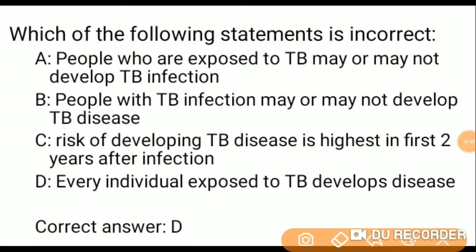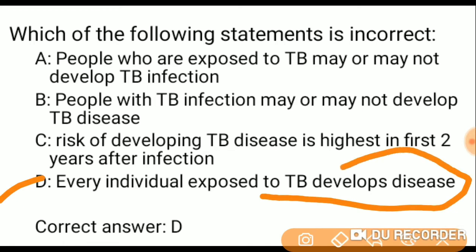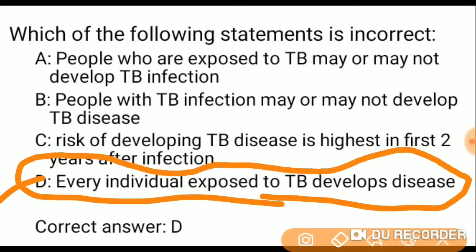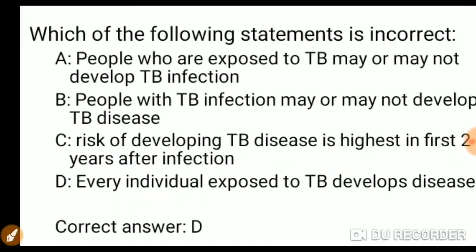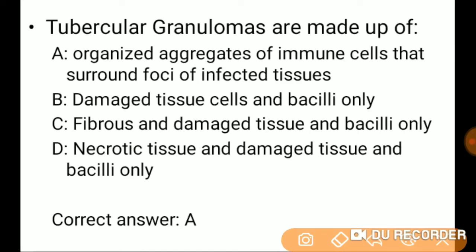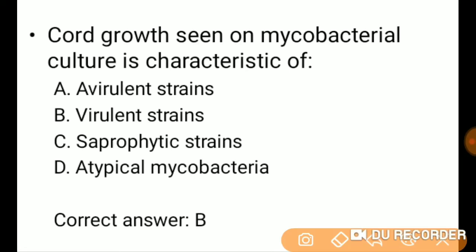Now, which of the following statements is incorrect? Every individual exposed to TB develops disease. It's not true. Those who are exposed to tuberculosis do not all convert to disease. Now, tubercular granulomas are made up of organized aggregates of immune cells that surround foci of infected tissue. Okay. Cord growth seen on mycobacterial culture is characteristic of virulent strains.